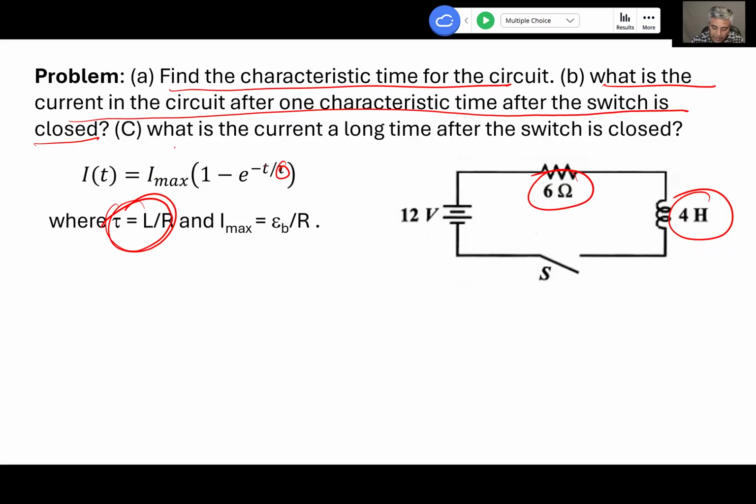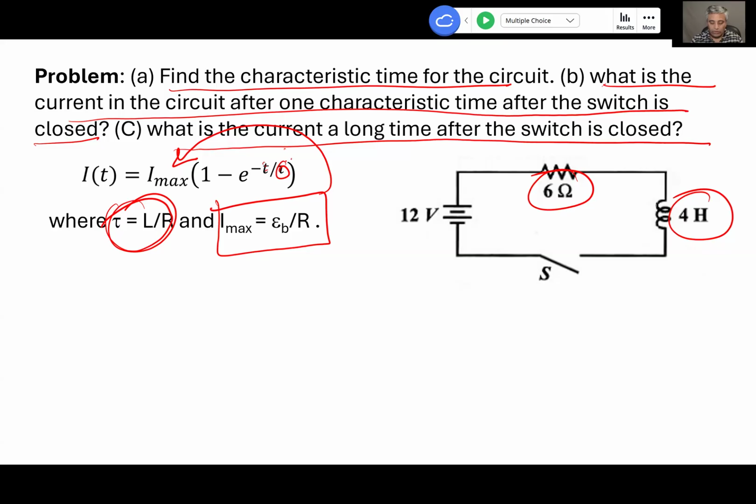But to find that, what is the current long time after? So you need to find I max. I max is this. Once you have that, you can plug that in there at t equals tau, or it's just 63% of that. So that's how you solve this problem.